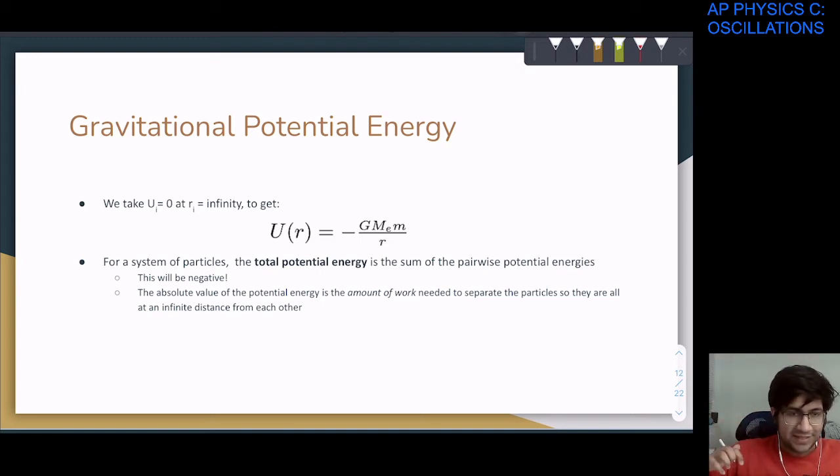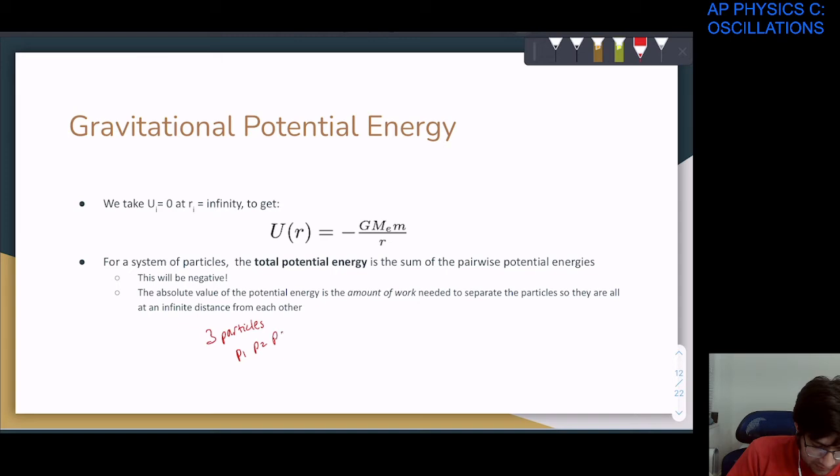And that also makes sense, right? Because if you have like 3 particles, say P1, P2, P3, then your total potential energy is going to be U12 plus U13 plus U23. If you take the magnitude, so these will all be negative quantities, you end up getting the magnitude of each one, because they're all negative, and that itself, the magnitude of U12, is the energy you need to supply to move it infinitely far away.